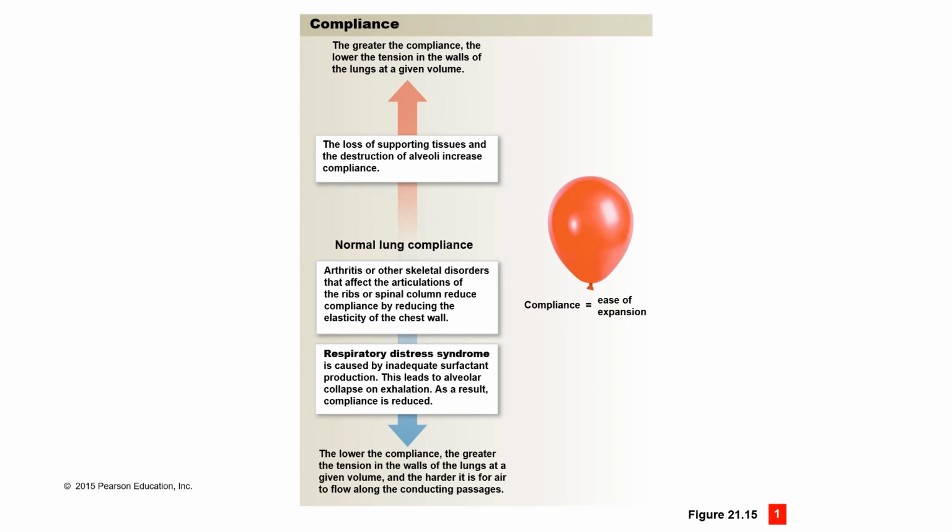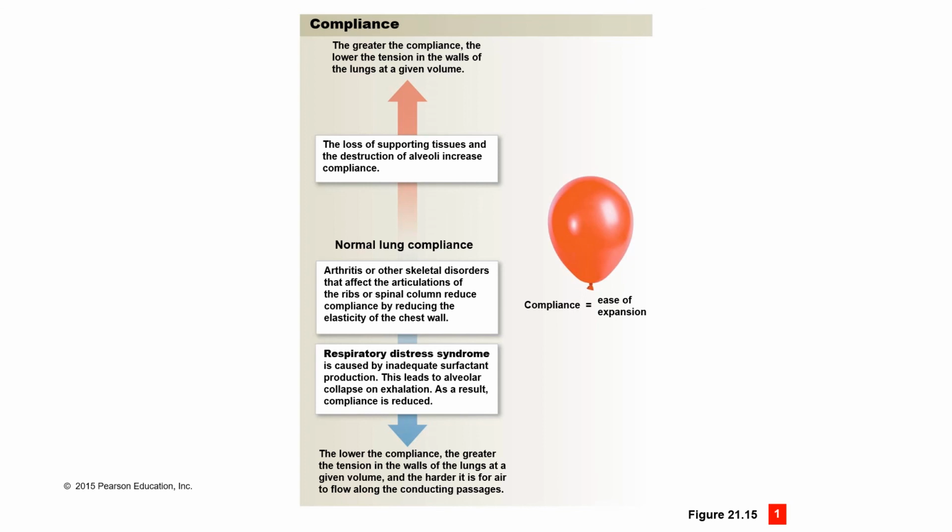Here we can see a diagram of high and low compliance. Compliance, remember, is the ease of expansion of the lungs. If we have a greater overall compliance, where compliance becomes too high, this is due to a loss of supporting structures and tissues, and the destruction of alveoli increases compliance.